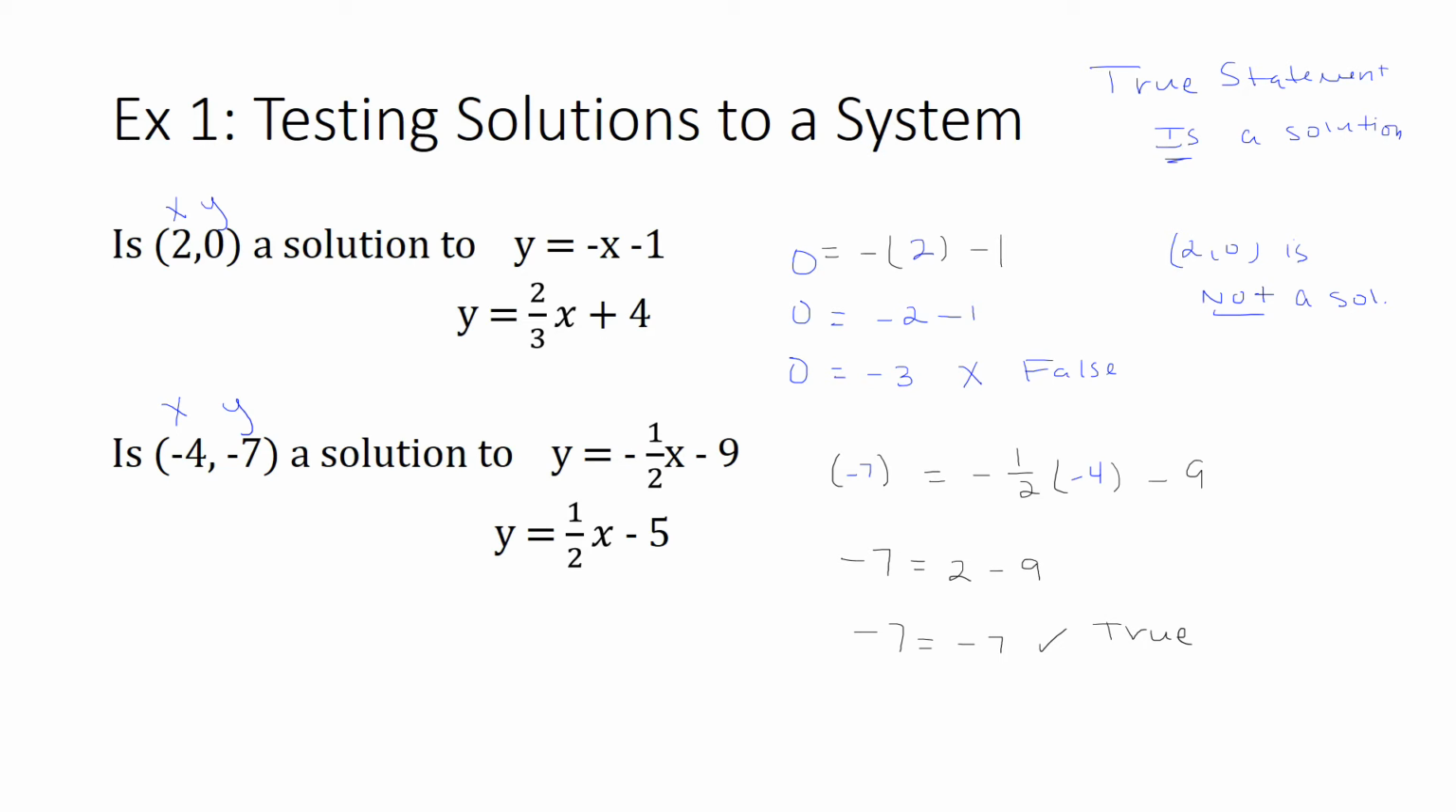We're not done yet. We have to check the second equation as well. So we have y is equal to +1/2 x minus 5. And then you plug in your same values, -7 and -4, and simplify. -7 is equal to -2 minus 5. -7 is equal to -7. Okay, so we get another true statement there. So once you have 2 true statements, we can say that yes, the point -4, -7 is in fact a solution to the system. Okay, and that's all you need to do.